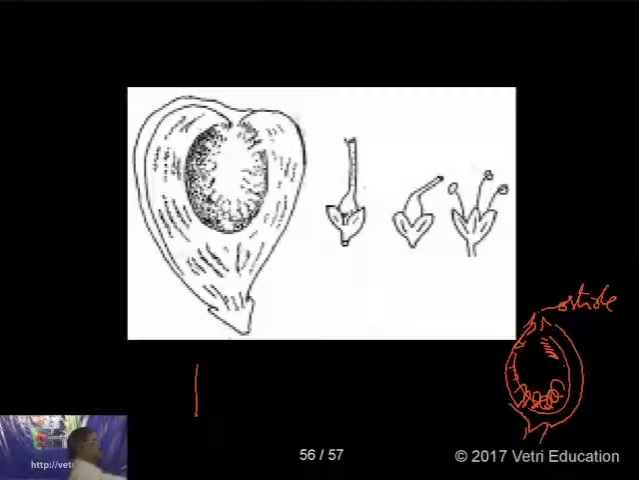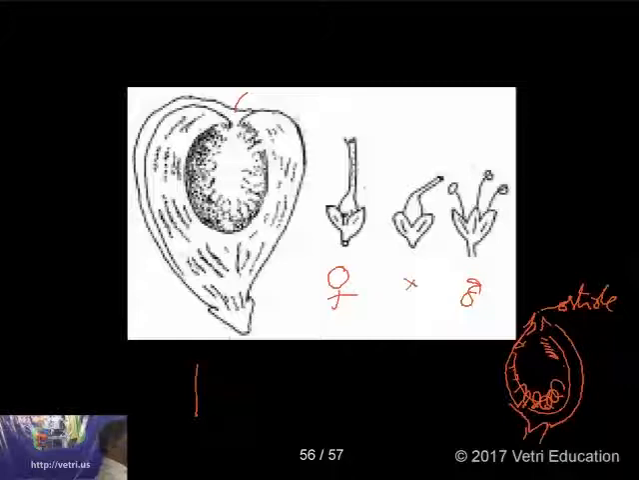This is a Ficus fruit that I have drawn. Here you can see the opening and male, female and neutral flowers. This is the female flower and this is the male flower. Here you can find the neutral flowers. The three types of flowers.